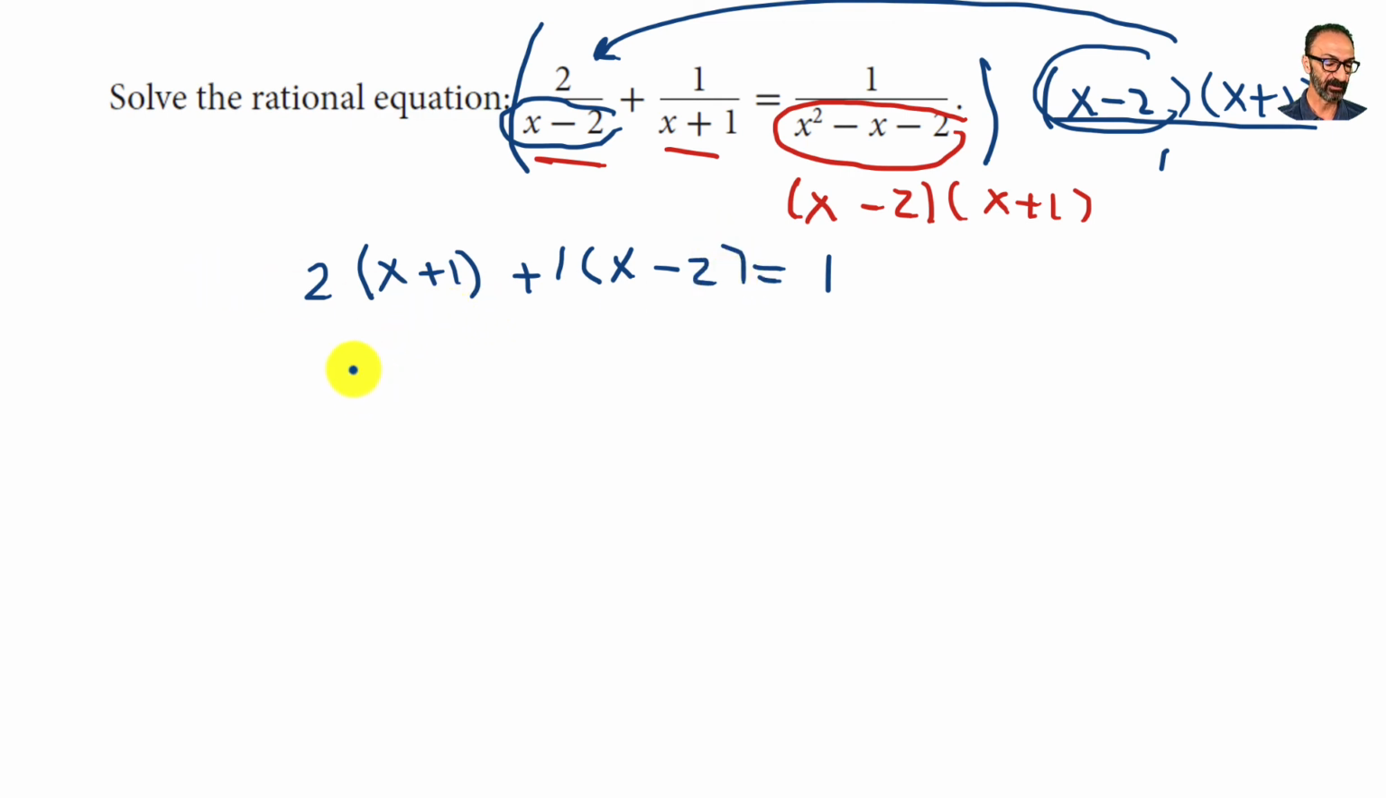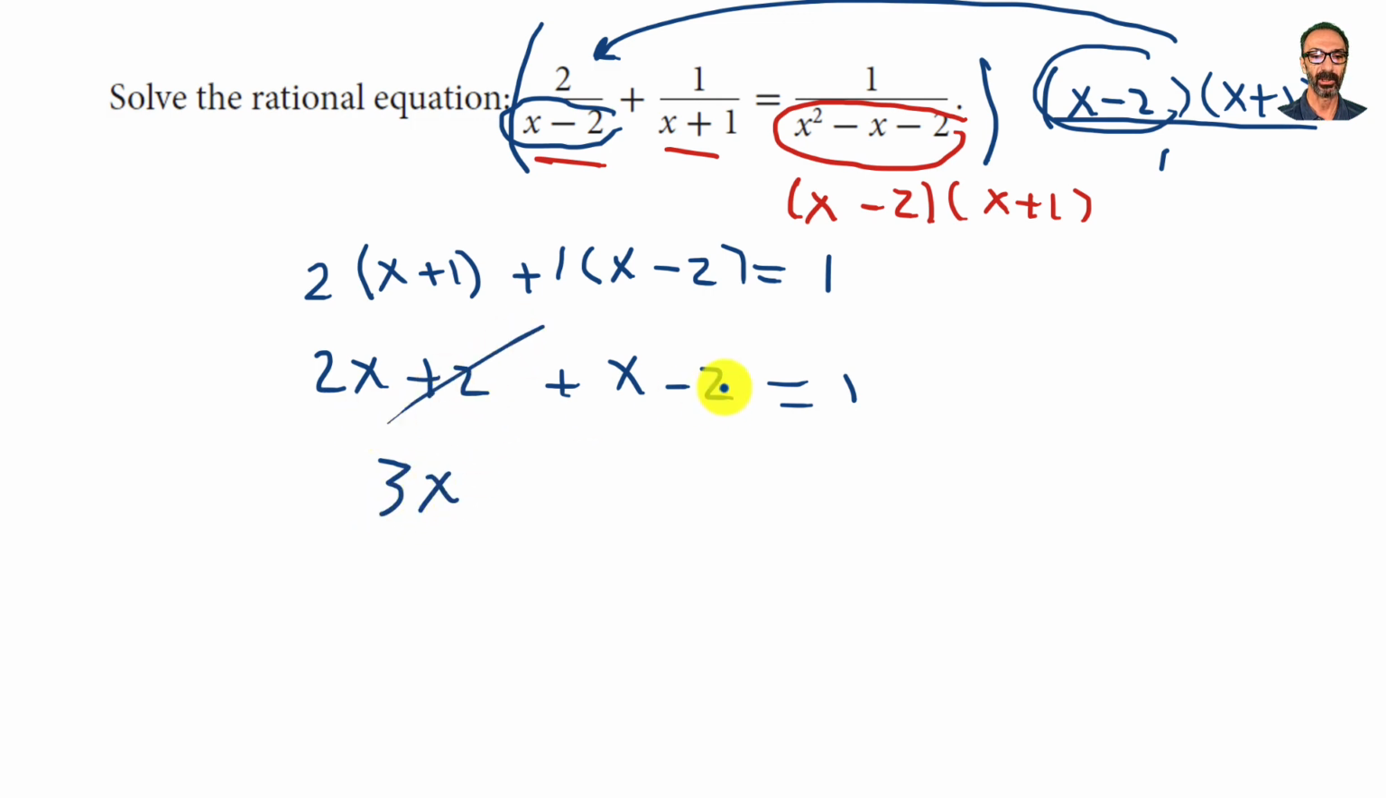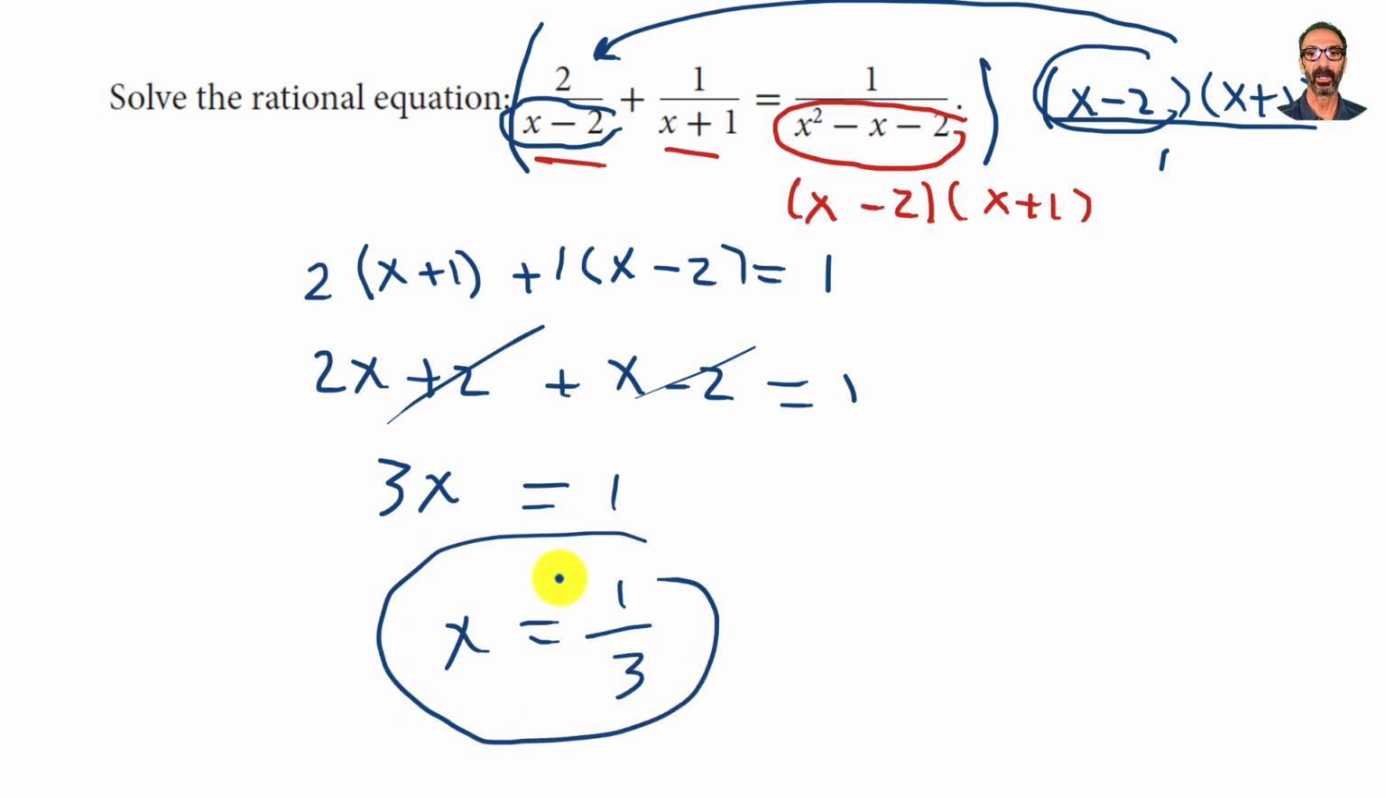Do the distributive. I have 2x plus 2. And here I have x minus 2 times 1, of course. It's not going to make any difference. Combine like terms, x and 2x will be 3x. 2 and minus 2 cancels. Divide both sides by 3, and x equals 1/3. That should do it, and we are done.